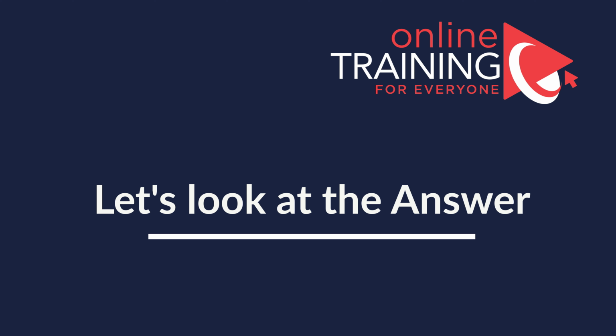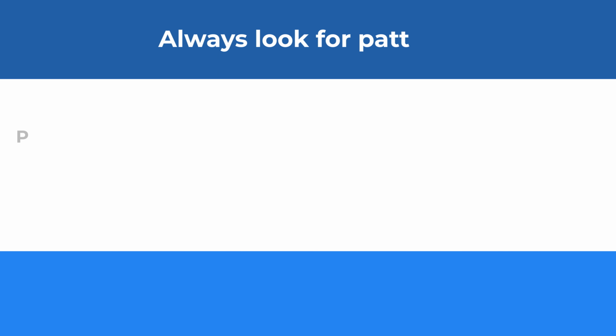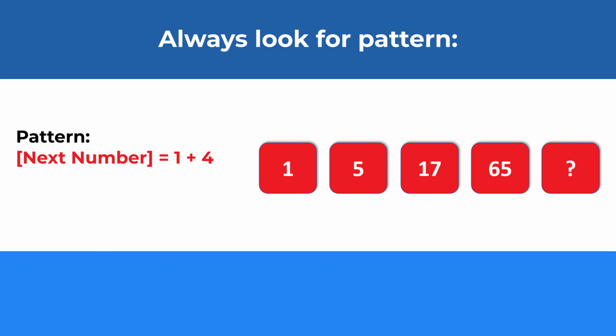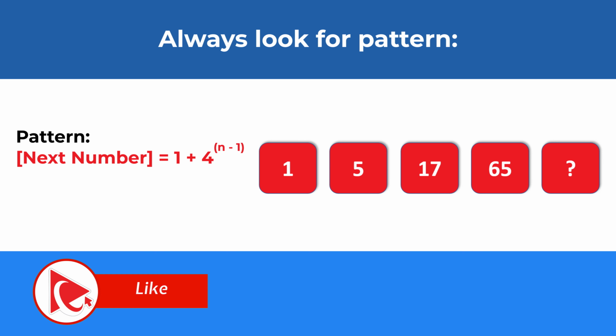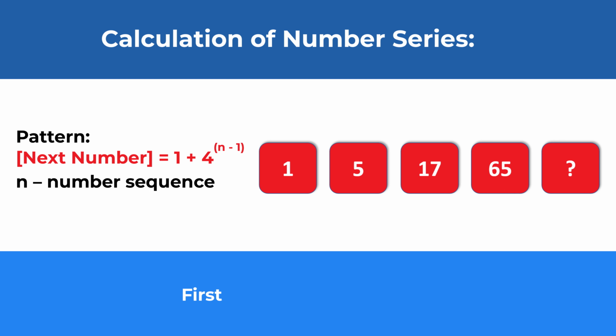To solve these types of problems, my advice to you, always look for patterns. And the pattern here is that the next number is calculated as 1 plus 4 in the power of (n minus 1), where n is the position in the number sequence. So let's look at the calculation of numbers in this particular series. The first number is calculated as 1 plus 4 in the power of 0, which is 1.